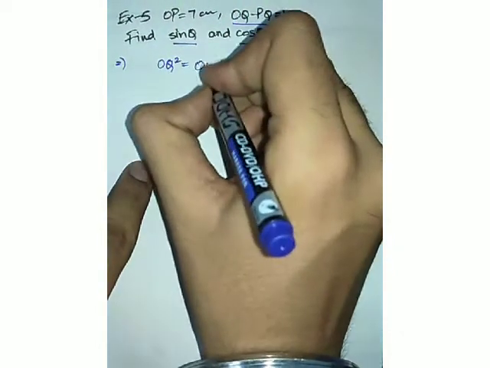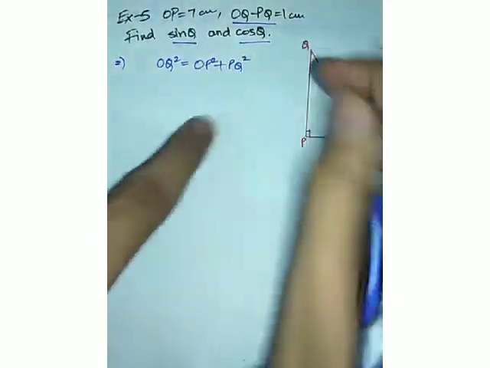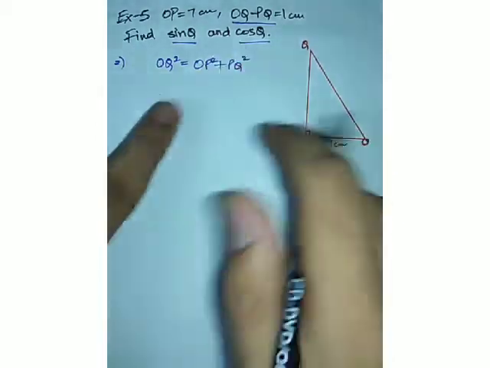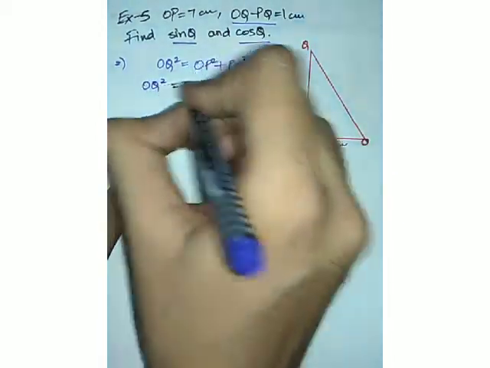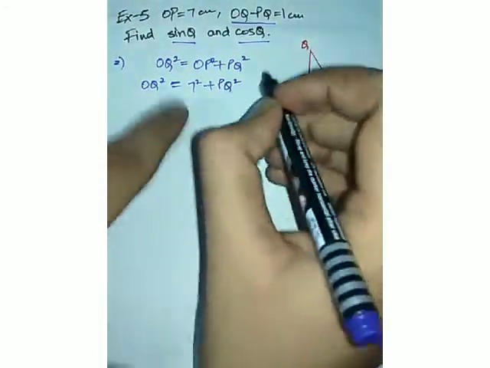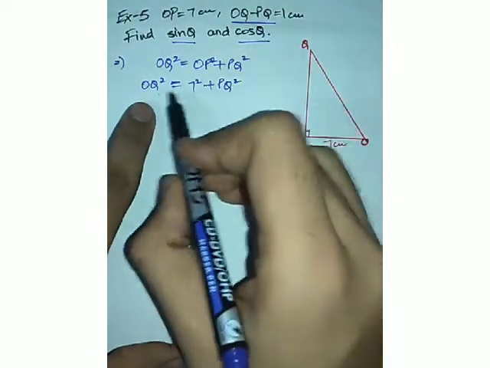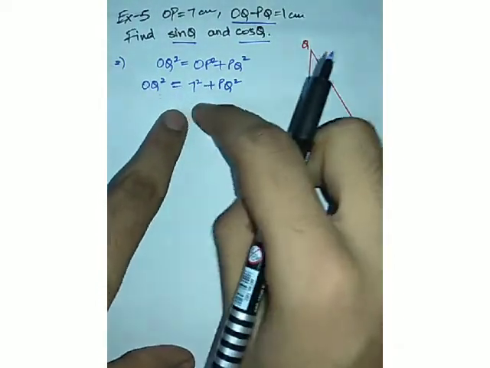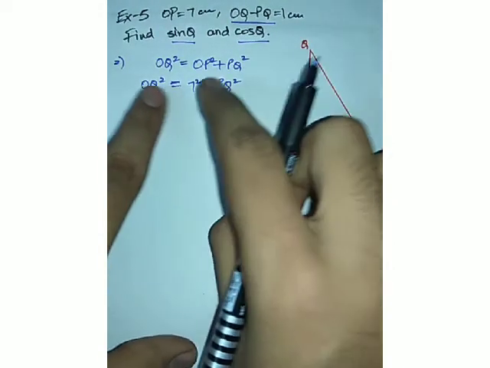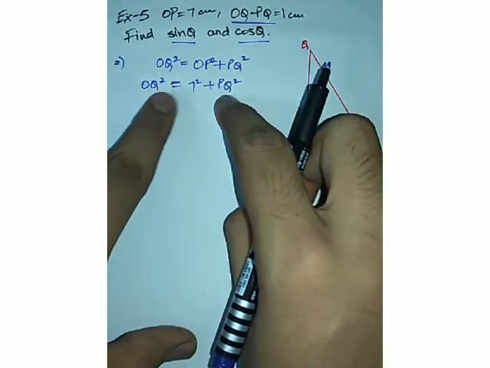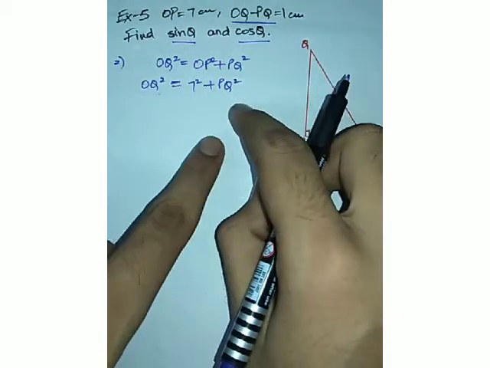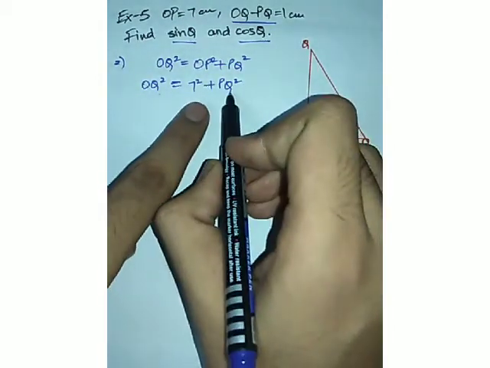OQ square is equal to OP square plus PQ square, right? Now you have the value of OP, so just substitute it. That is 7 square plus PQ square. Now here is one thing: in an equation, if one thing is unknown and all the other things are known, then we can find the value of that unknown thing. But if more than one thing is unknown, then we have to convert the remaining unknown things into only one type. Because it's OQ and it's PQ.